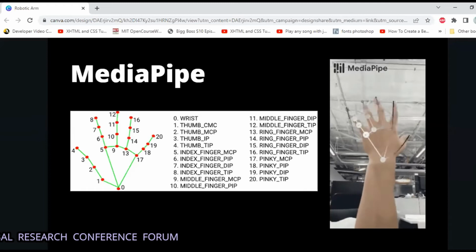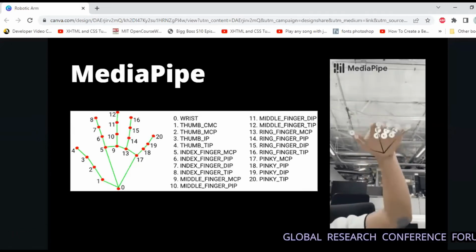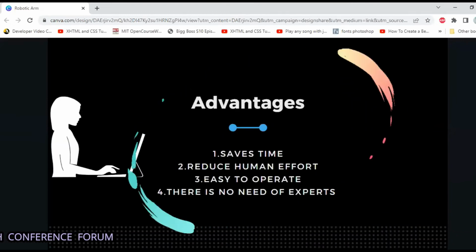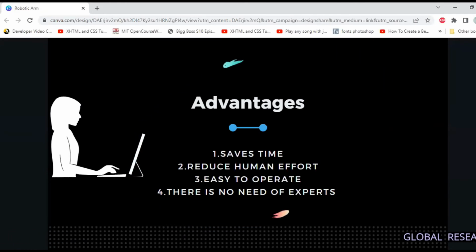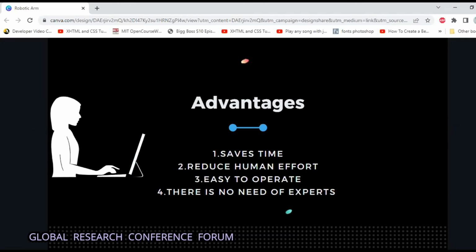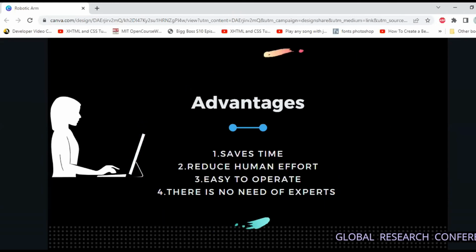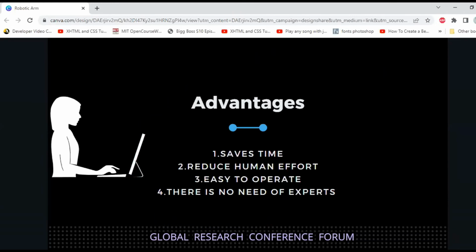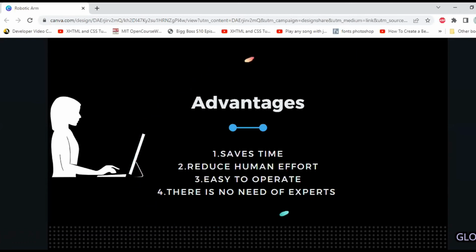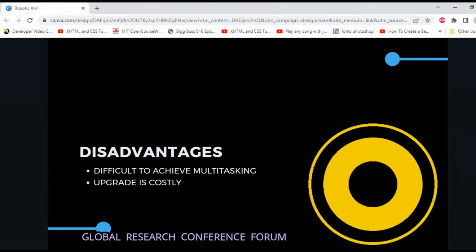It is a library that checks the points on the hand, and based on that, the gestures are registered. Advantages. Over to Pranav. Yes. Basically, its advantages are that it saves time of every human. It reduces human effort. It is easy to operate, and there is no need for experts. Anyone of any age group can use this device without detailed knowledge.